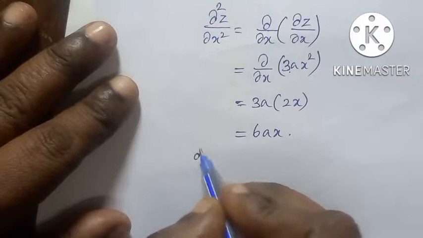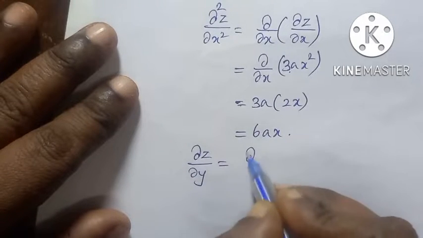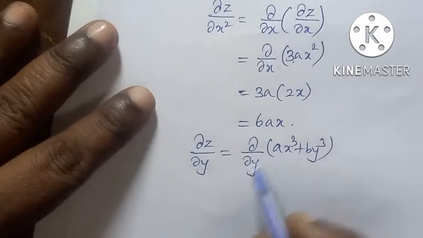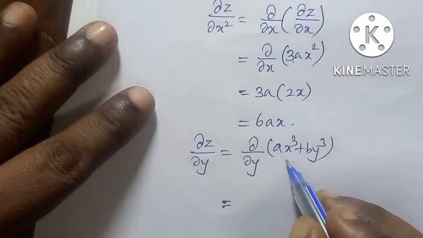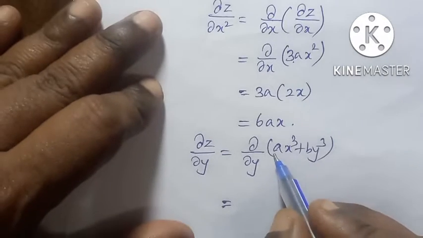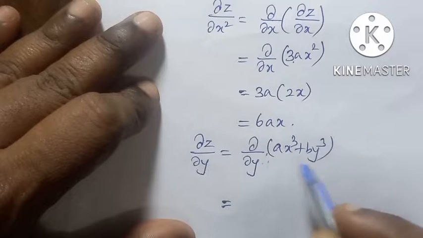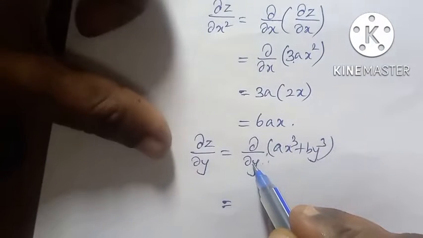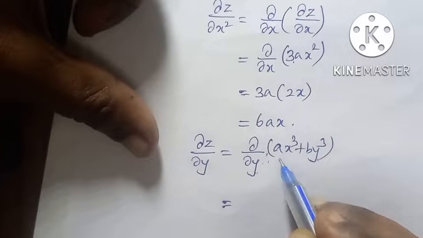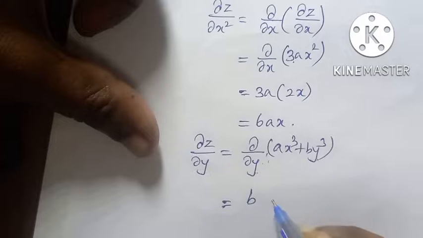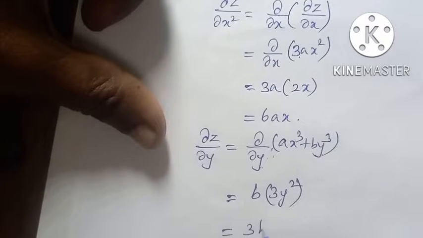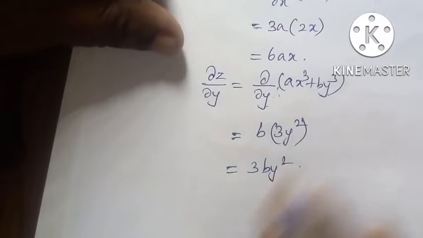Okay. Similarly, differentiate z with respect to y partially. So what is z? Ax cube plus by cube. Differentiate with respect to y, then x is constant. A and b are already constants. So ax cube will become 0. Differentiate by cube with respect to y. When you use partial differentiation, the other variable is constant, okay. So take b outside, differentiate y cube, it is 3y square, which is 3by square, okay. So similarly, you can proceed.